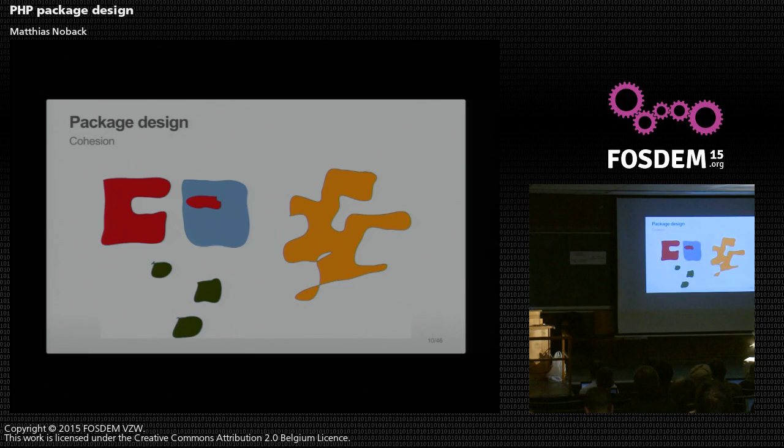The yellow one has some cohesion problems as well. I don't even know. It tries to do so many things at the same time. So we might just want to create some nicer, smaller packages for that. Just some examples, some visual examples.